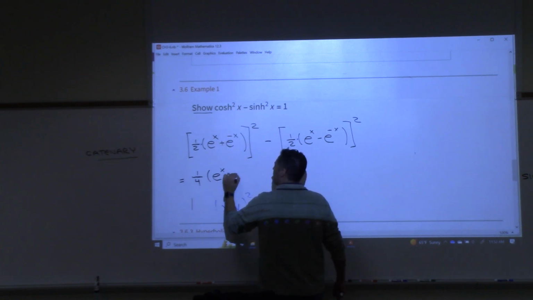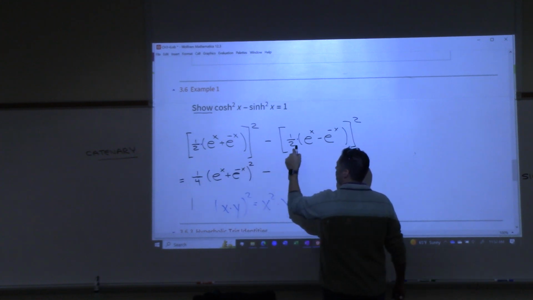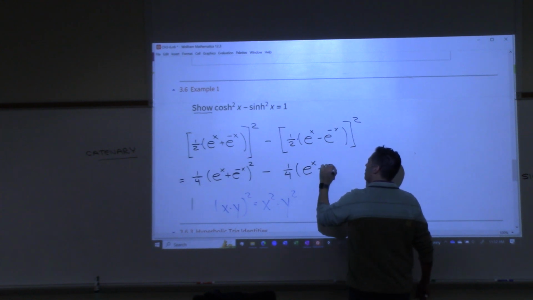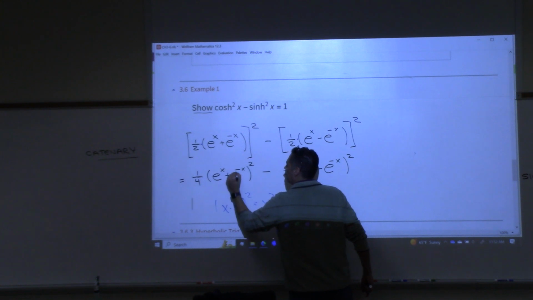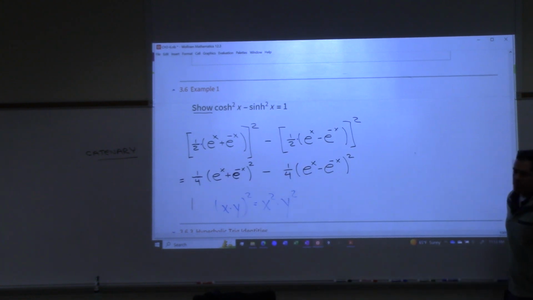e to the x plus e to the negative x, I've got to square that. Minus, I'm going to square this one, 1/4, and then I've got e to the x minus e to the negative x. I've got to square that. Questions on that step?